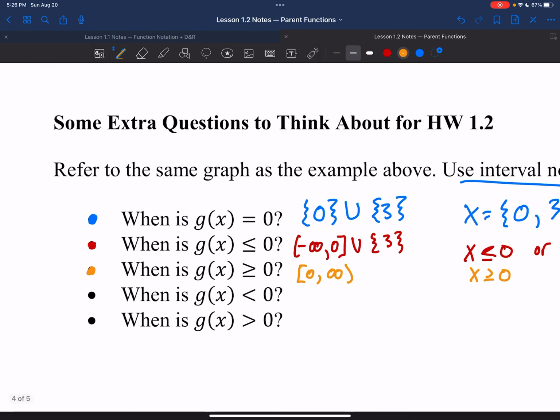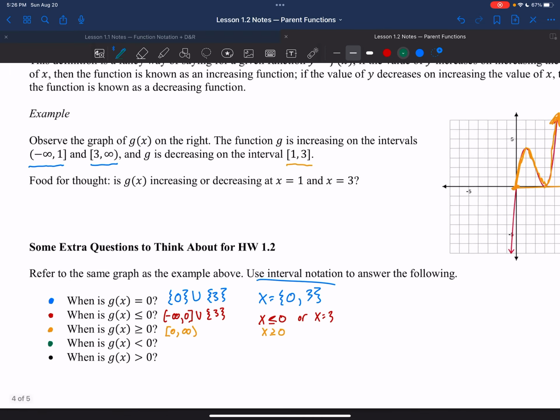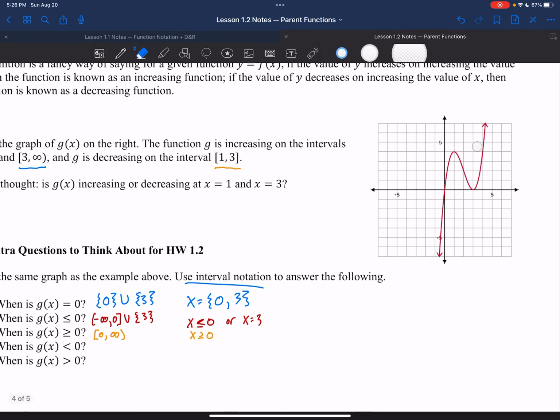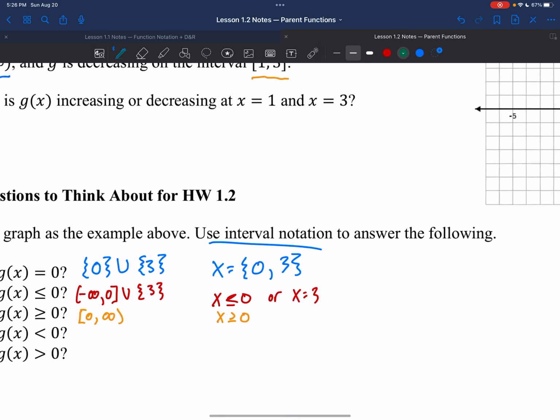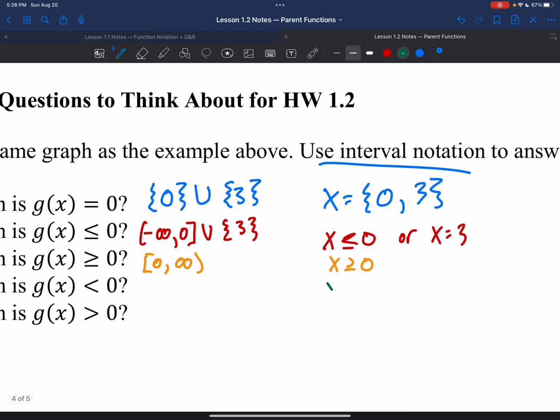And then you might say, okay, what about less than 0 strictly? Well, if you notice, it's less than 0 in this interval, and then it hits 0 here. But we want to be strictly less than 0, which means we don't want to include that 0. So that would be x is less than 0. This would be negative infinity up to 0, but not including 0.